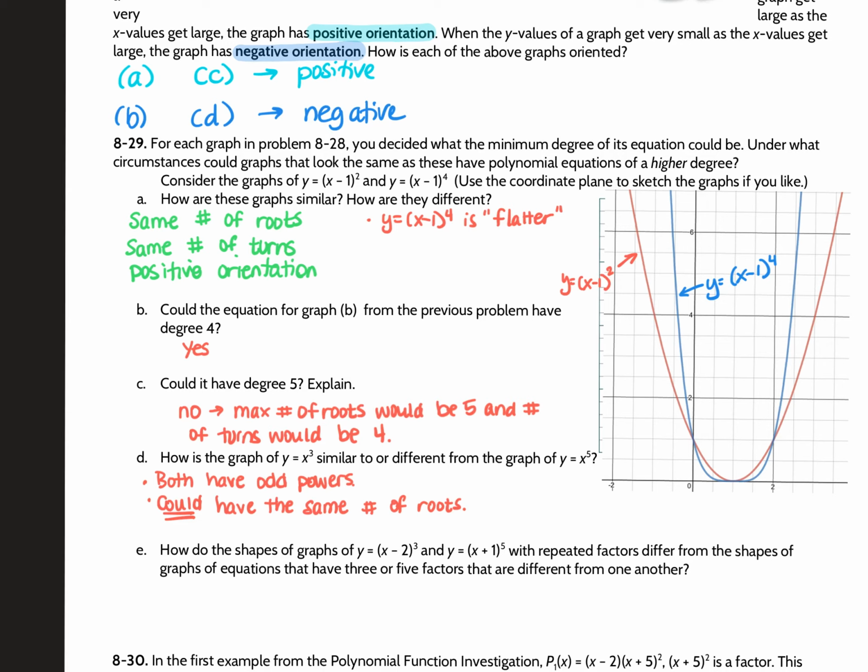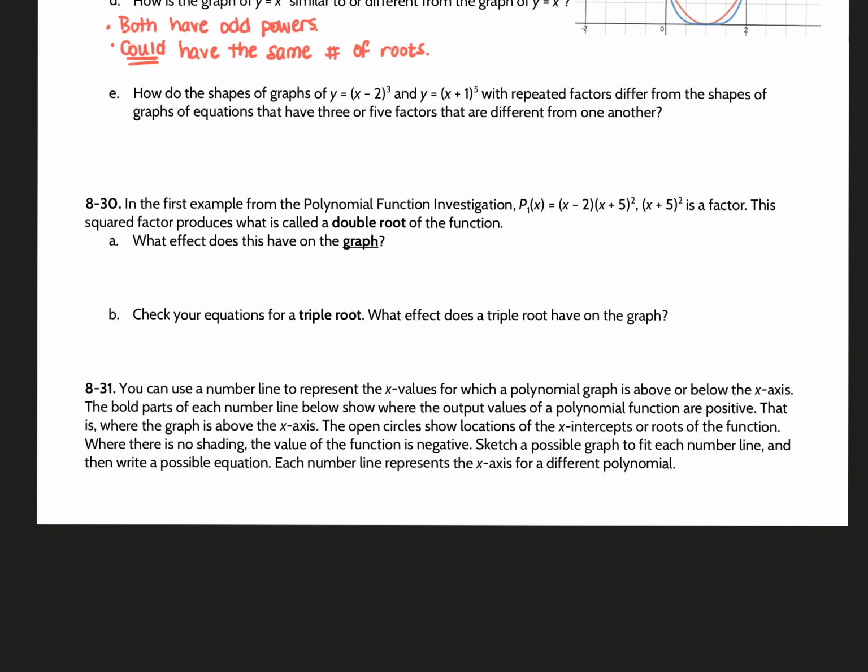Could the equation from graph B from the previous problem have a degree of 4? Sure. Remember, we said that that's a minimum degree, not a maximum. And then for part C, could it have a degree of 5? No, because then the maximum number of roots would be 5, and then the number of turns would be 4. And if you look at that graph, there's no way to make that happen. So then how are x cubed and x to the fifth similar or different from each other? They both have an odd power, and they could have the same number of roots.